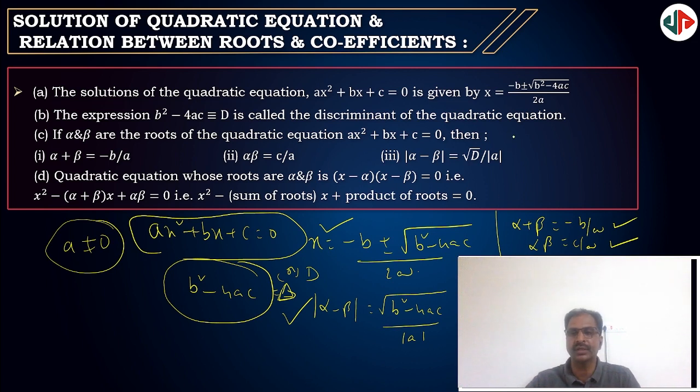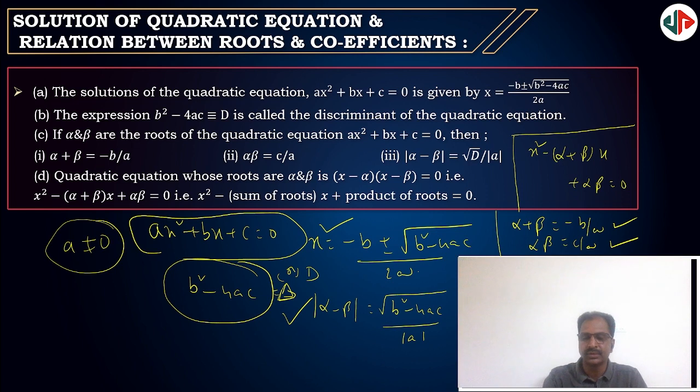Then when roots are given, what is the formula for finding equation? That is the equation whose roots are alpha and beta is x square minus alpha plus beta into x plus alpha beta is equal to 0. This can be remembered as x square minus sum of the roots into x plus product of the roots is equal to 0. So what is the formula for finding quadratic equation when roots are known? X square minus sum of the roots into x plus product of the roots is equal to 0.